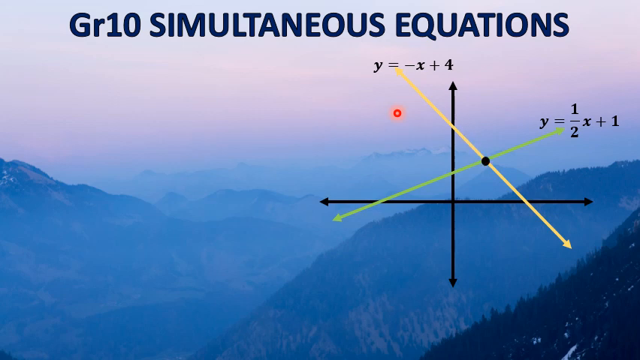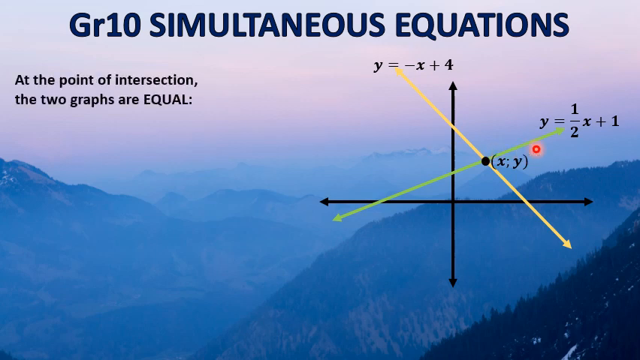Now, what is that beautiful little point at which they cross over? That is called the point of intersection. Now, simultaneous equations is merely solving for a point of intersection. And we know at a point of intersection, there's an x coordinate and a y coordinate. Note how the coordinate has two parts, an x part and a y part, and we have two equations.